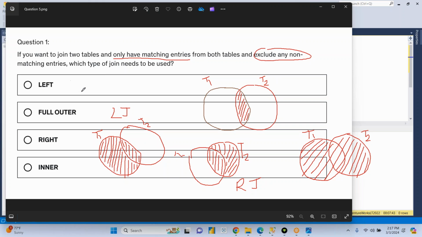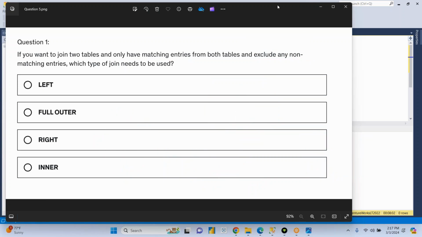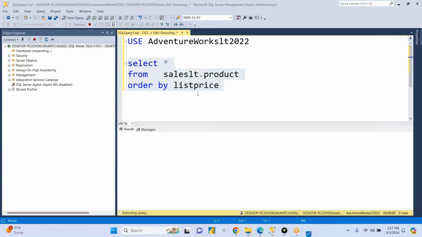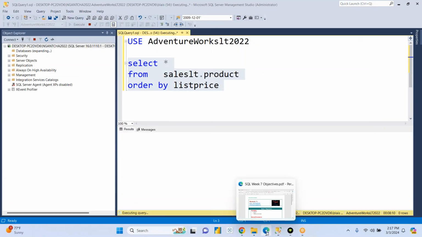Any question on this? I hope this is a nice revision on joins. Any question on this? Okay, I'm going to dismiss this. Let's try the next one. Let's just erase everything. Okay, let's go to the next question. So this was the second one.